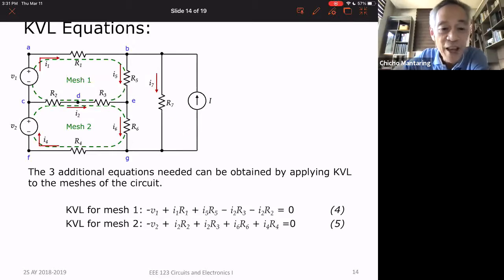Saan ako magke-KVL? Sa mesh 3 or sa mesh 4? Can I hear answers? Will I do a KVL on mesh 3 or on mesh 4? Okay, some people are answering any. Some people are saying mesh 3. Walang sumagot ng mesh 4.